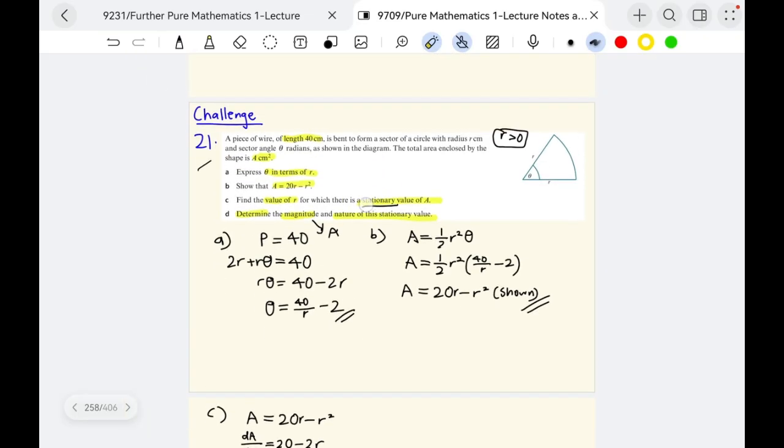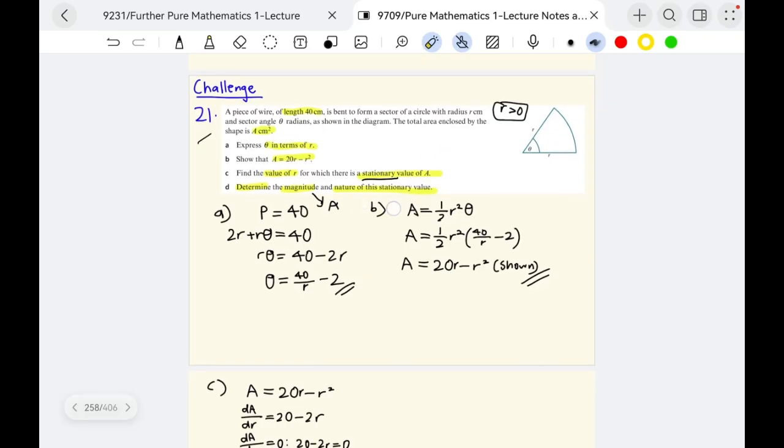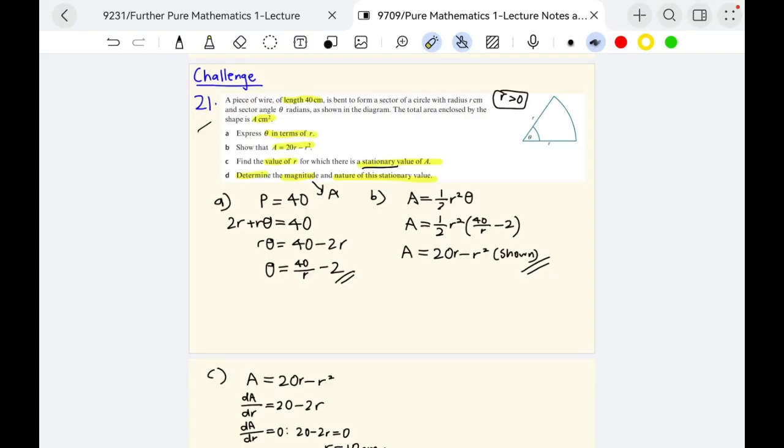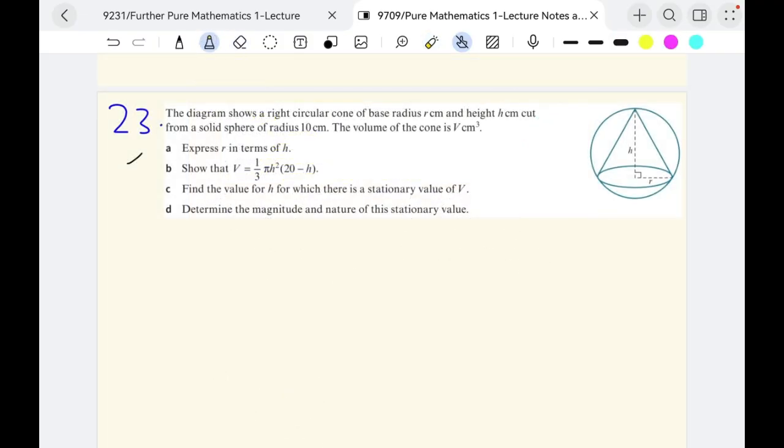So we have done the first question of the challenging segment, which is question 21 over here. Now let's move on to the next question. Okay, let's move on to the next questions. Before we proceed to the puzzle questions, it is under the challenge segment and course book questions.